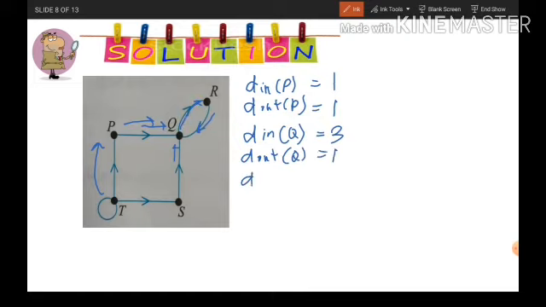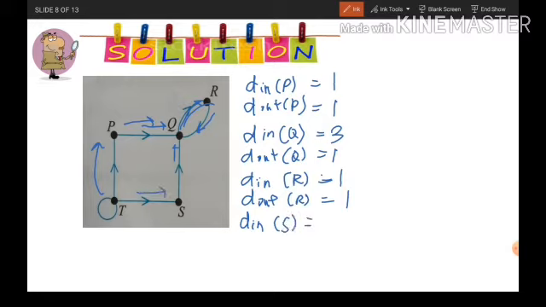Now degree in for R is 1. What about degree out for R? It's also 1. Next, degree in for S equals 1. Degree out for S equals 1 also. Next one, degree in for T.